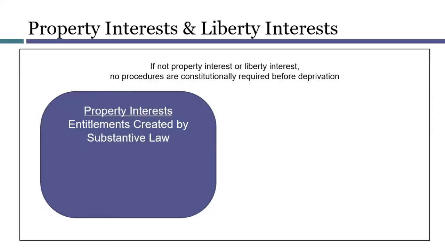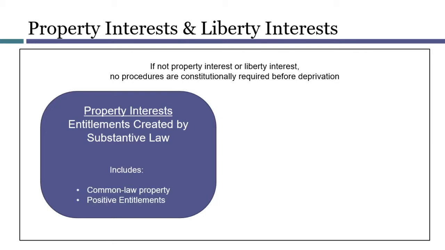Now that we know the government is engaged in a deprivation, the next step is to consider what is being deprived. If an interest is sufficiently important to require some minimum amount of procedural protection, we call it a property interest or a liberty interest. A property interest is some sort of entitlement created by substantive law.